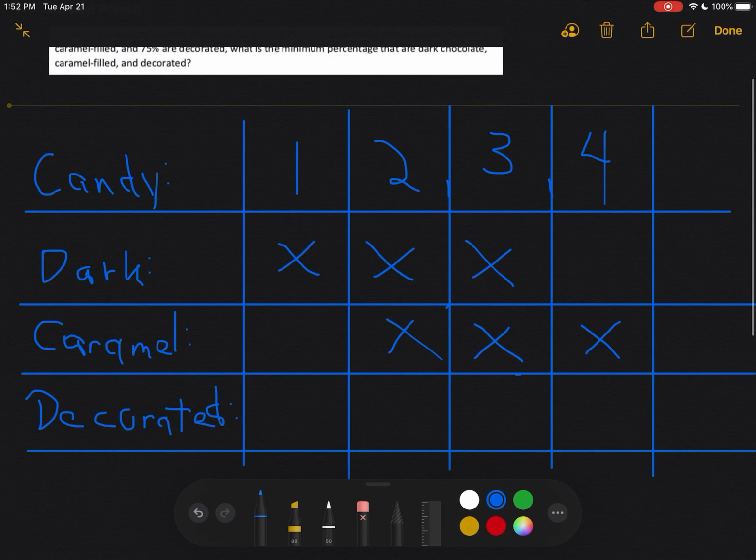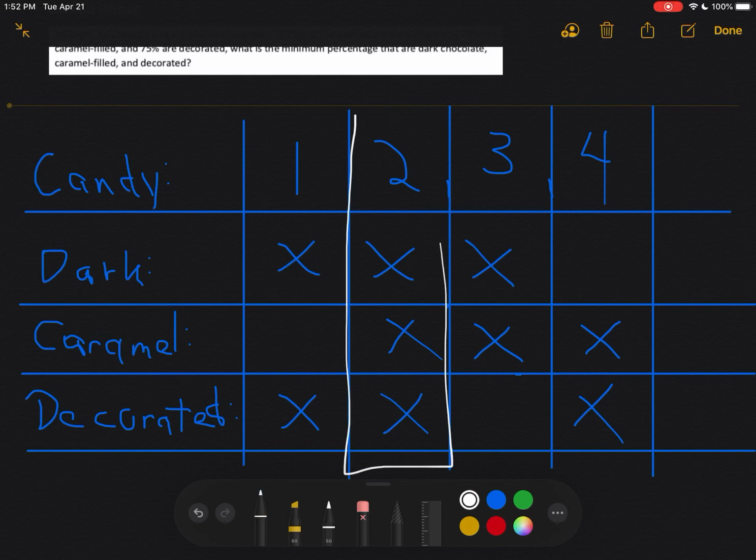Okay, then decorated, the same thing. I don't want to have overlapping. I don't want to have all 3 if I can avoid it. So I'm going to pick this one, because then I don't have all 3. I'm going to pick candy number 4, because then I don't have all 3. But I'm going to have to pick one of these in the middle. That means that out of my 4 candies, one of them has to be all 3. I can't make it less than that.